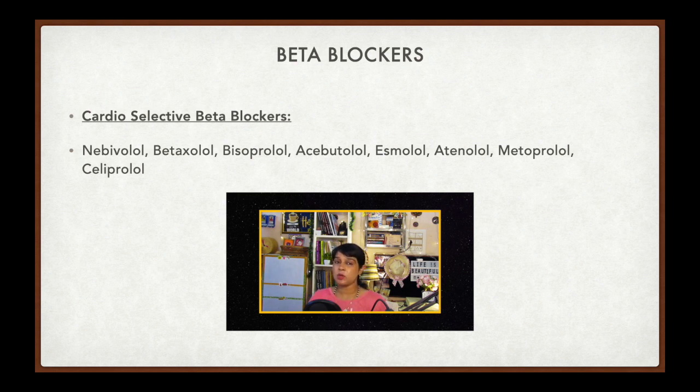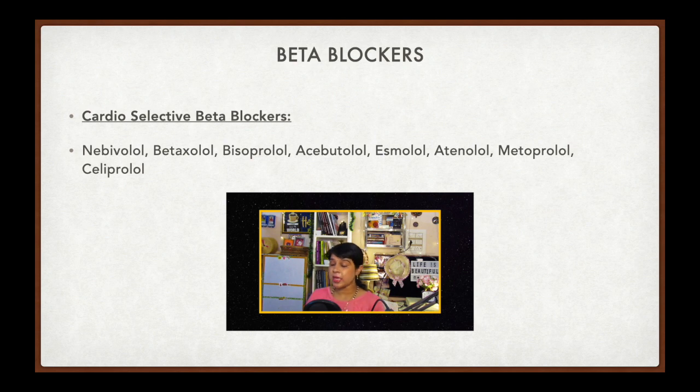What are the drugs? Nebivolol. Nebivolol is the most cardioselective agent. Other drugs are betaxolol, bisoprolol, acebutolol, esmolol, atenolol, metoprolol, and celiprolol. Then what are the advantages of these cardioselective beta blockers? They are very safe in asthma, in diabetes, in peripheral vascular diseases. They do not impair the exercise capacity. There is less risk of hyperglycemia, and less risk of dyslipidemia also.